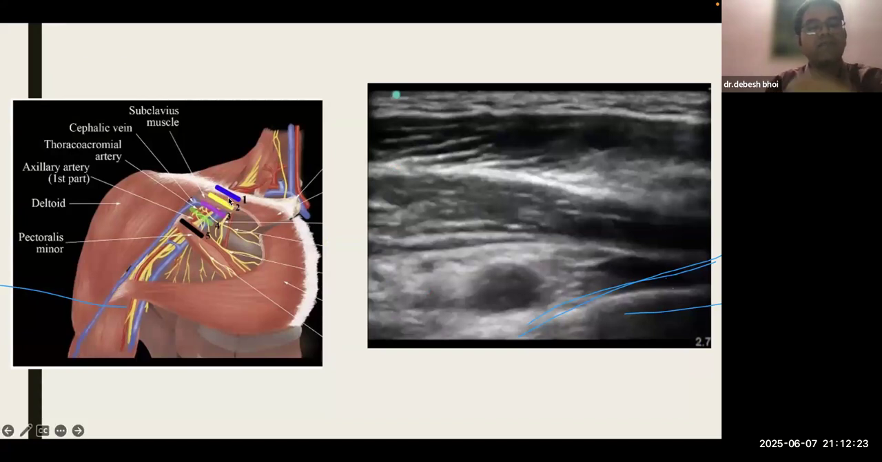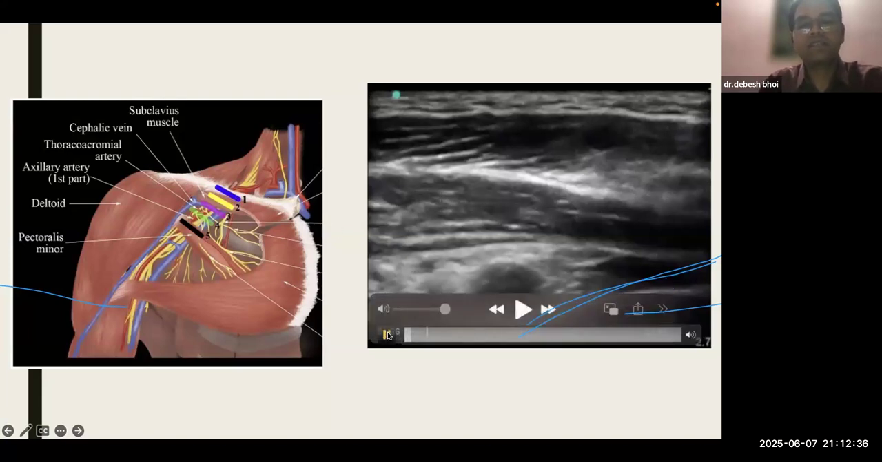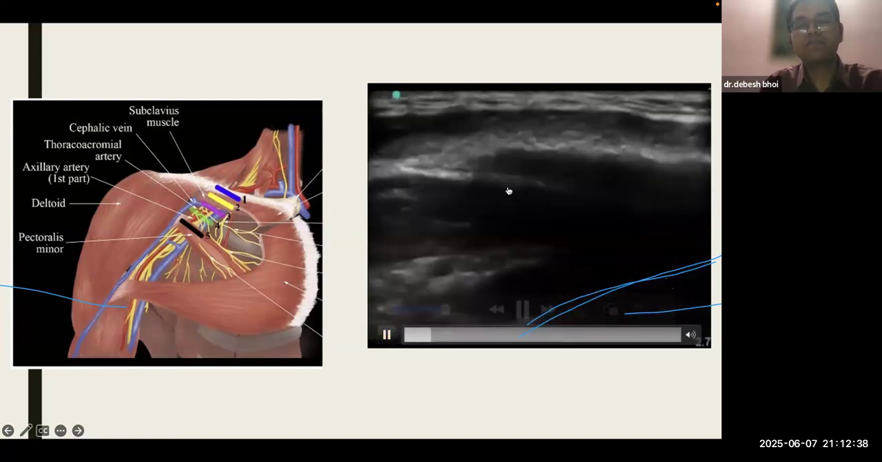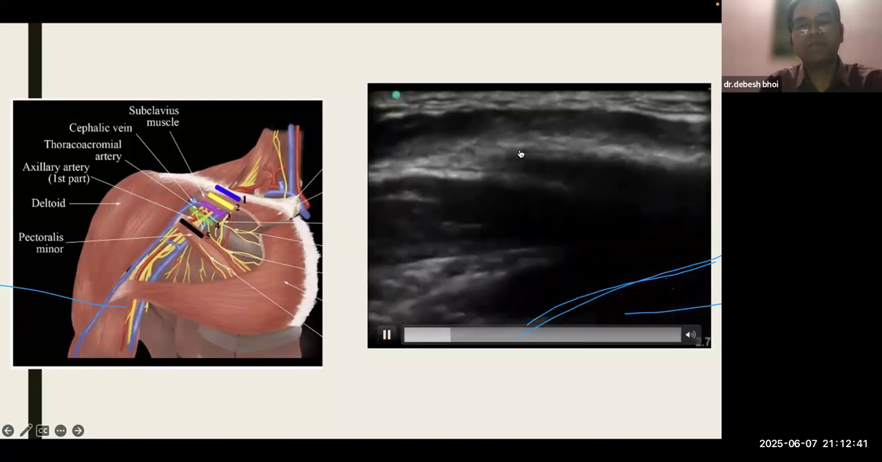The scanning starts from the clavicle. This is the 1, 2, 3, 4. That means it is stepwise, starting from the first step over the clavicle, and then the second step will follow. So how will the structure be seen in this case? Once you put the probe on the clavicle, this is the bony acoustic shadow.